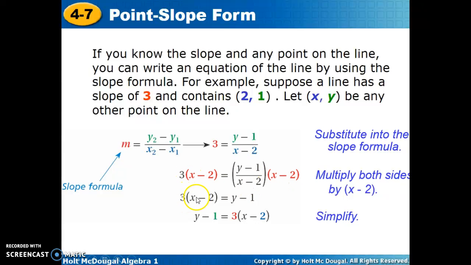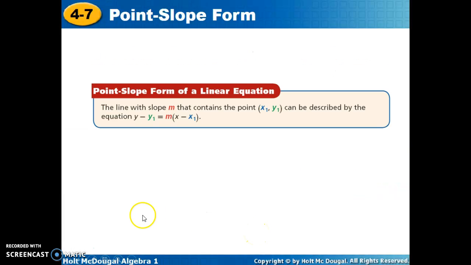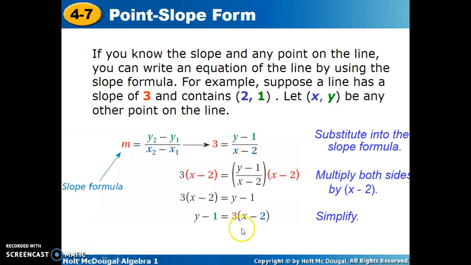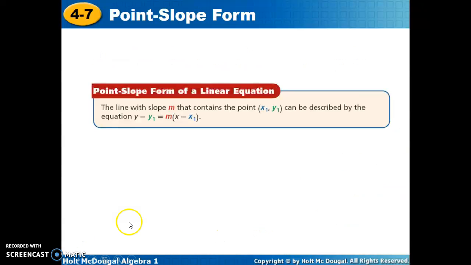We're going to distribute the 3. We get 3x minus 6, they've moved it over here, is equal to y minus 1. This form of the equation is in point slope, and that's what we're discussing today. So whenever we see y minus something on one side, we understand it is in point slope form.